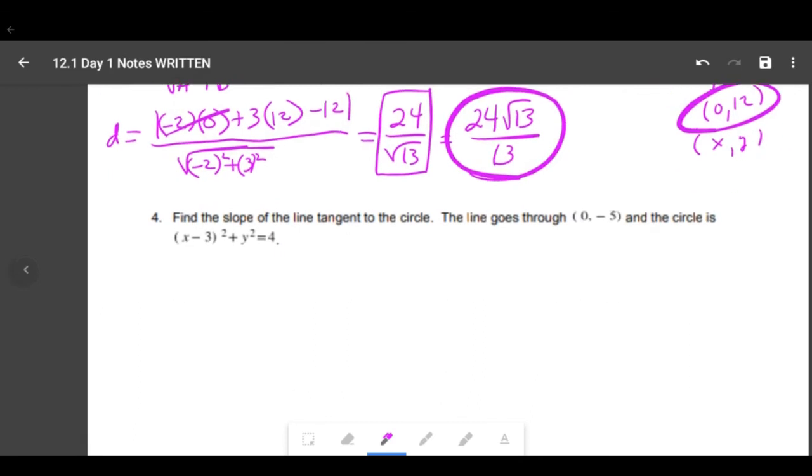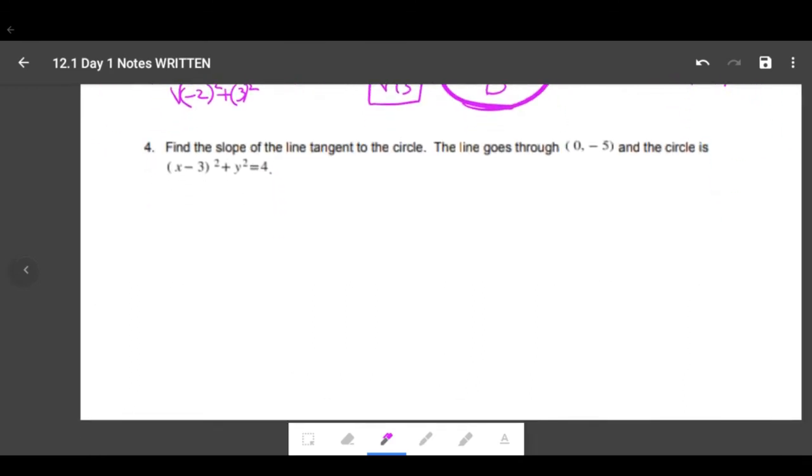Probably a little bit of a doozy here. Let's see how we do. Number 4: find the slope of the line tangent to the circle. The line goes through (0, -5), and the circle is given with that equation. Hopefully you say, well, what do I get from this equation? That's what I would do first.